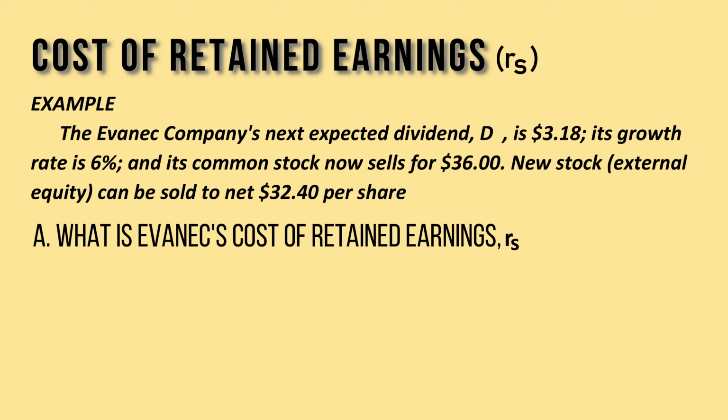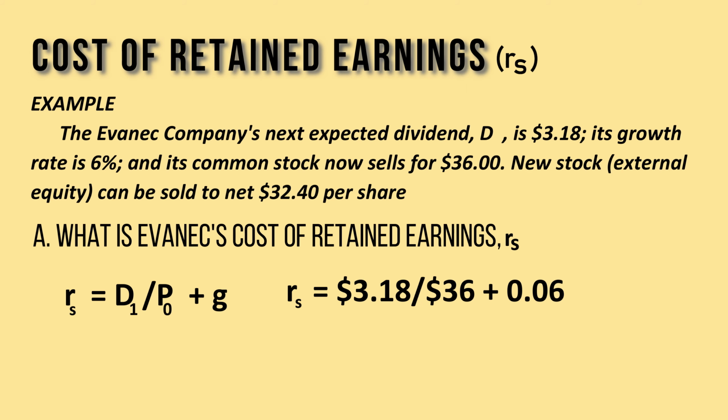Based on the given, we will use the formula based on the Chapter 9 discounted dividend model, whereas retained earnings is equal to dividend yield plus growth rate. So, the solution would be $3.18 divided by $36 plus 0.06 is equal to 14.83%, which is Evonik's cost of retained earnings.